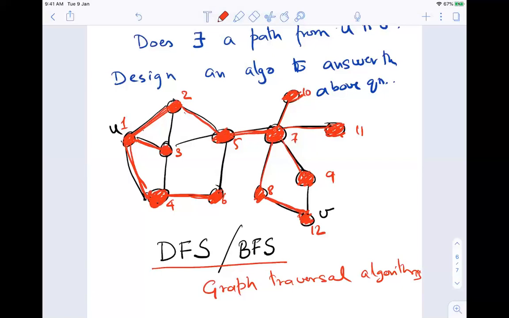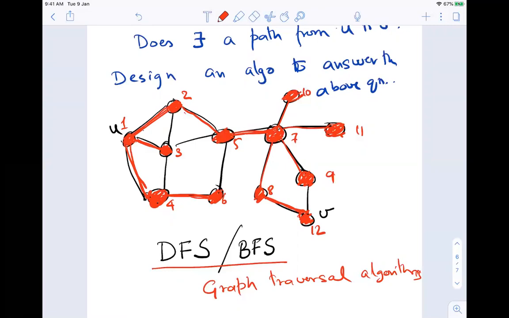Note that these red edges are the edges that were used to find a new vertex. And do you see these red edges have a special property? They are all connected, and more importantly, they don't even have a cycle.